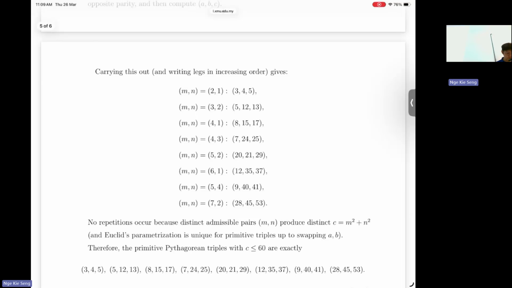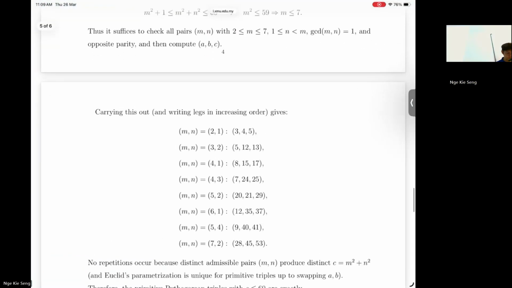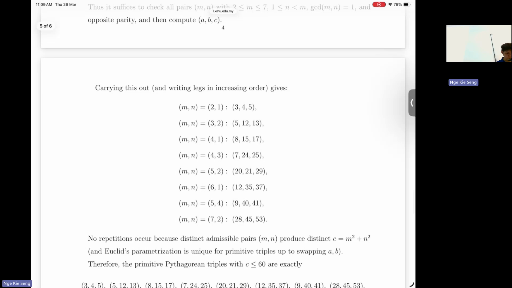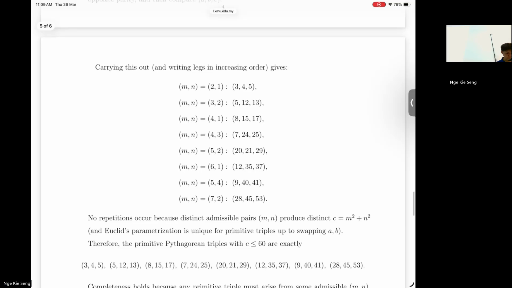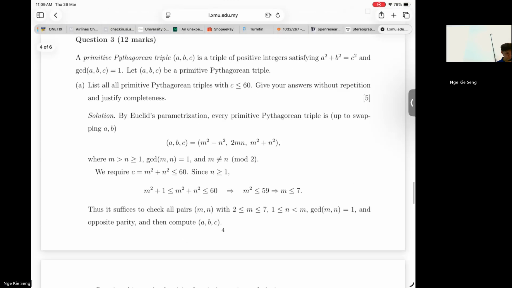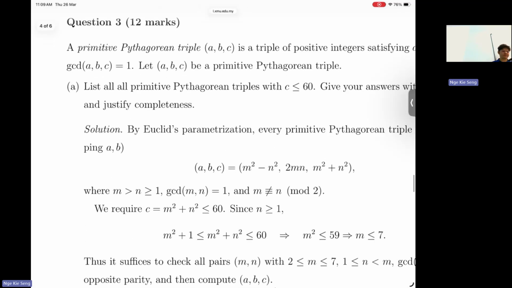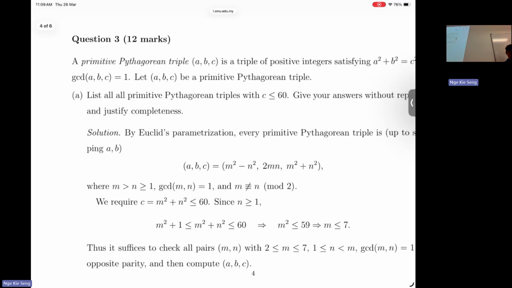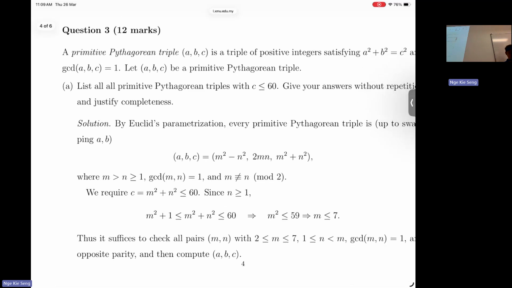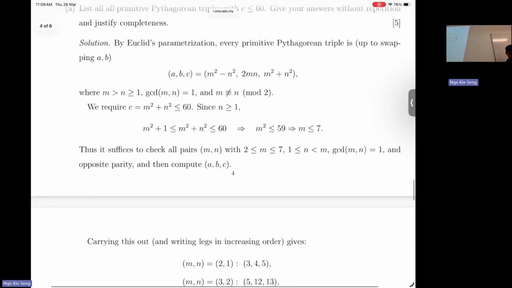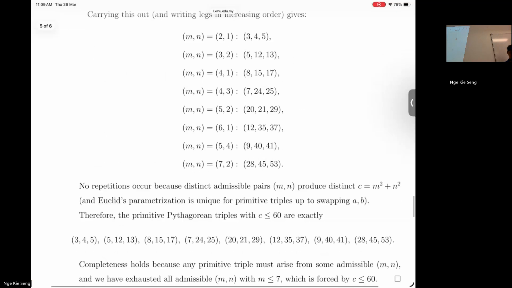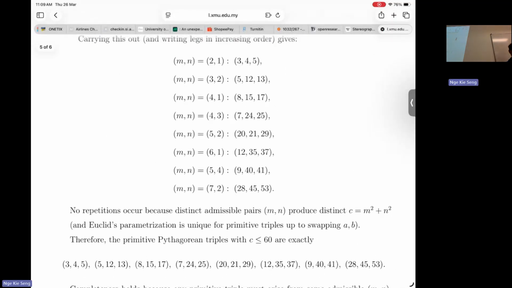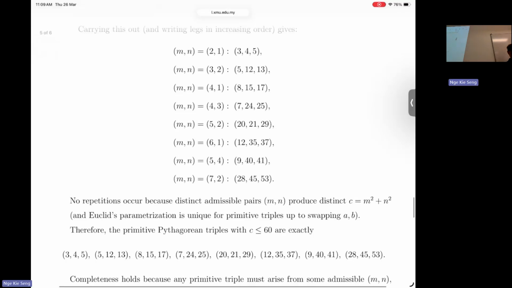If they take the multiples, these are not all of them, right? Because we can take multiples. Oh, okay, in this case we just care about primitive Pythagorean triples. Meaning their GCD equals 1. So when you check these pairs, you need to make sure their GCD equals 1. Since no repetition occurs, these are the primitive triples.